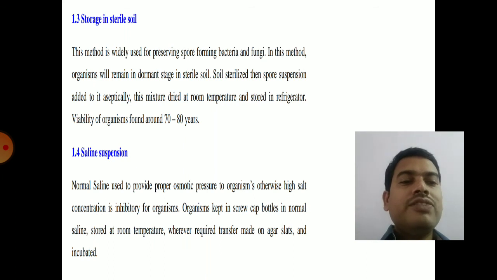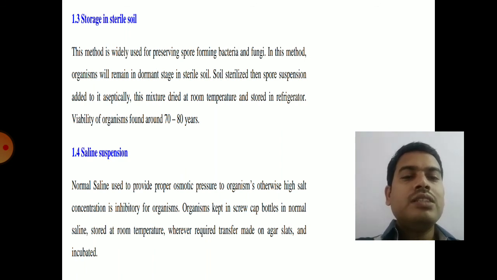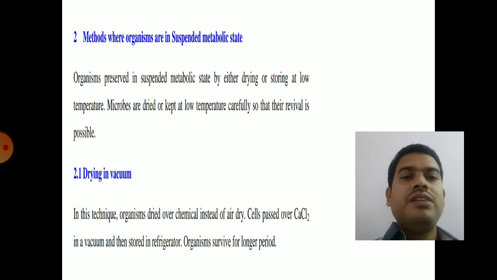Okay, so the next one is saline suspension. In this method, to provide osmotic balance to the microorganism, saline suspension is used. Because high salt concentrations will inhibit the microorganisms, you use a saline suspension that will give equal osmolarity to the bacterial species. Organisms are kept in screw cap bottles in normal saline stored at room temperature. So that is the method of storage in saline suspension.